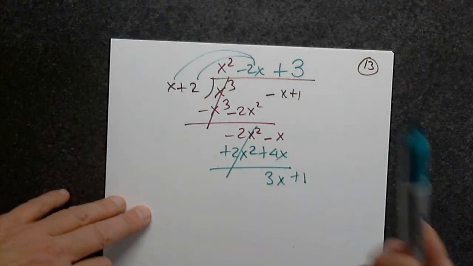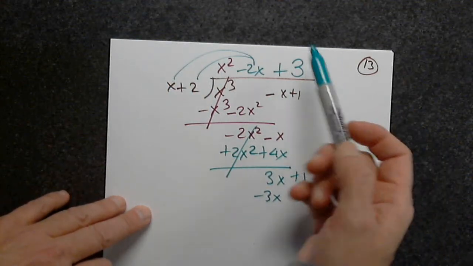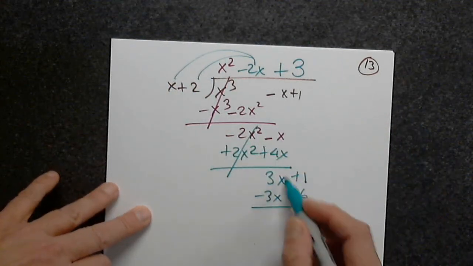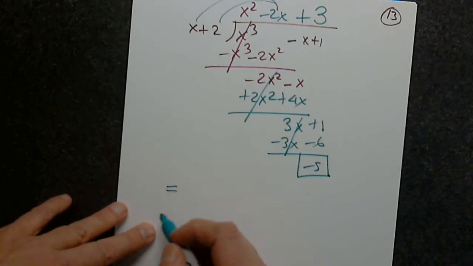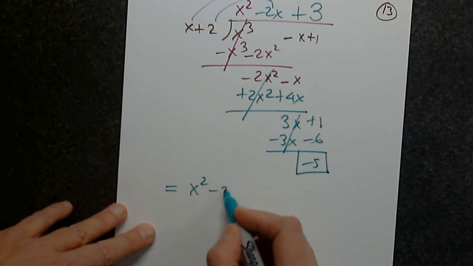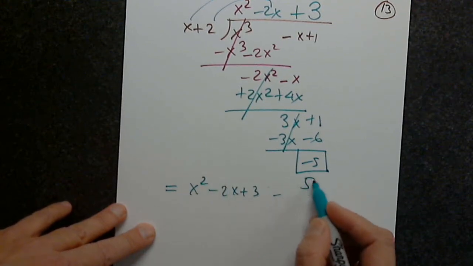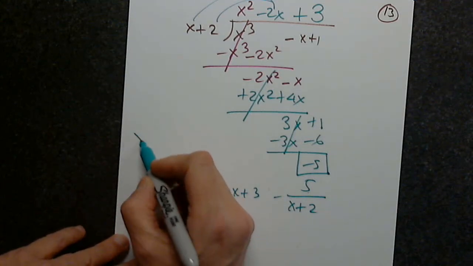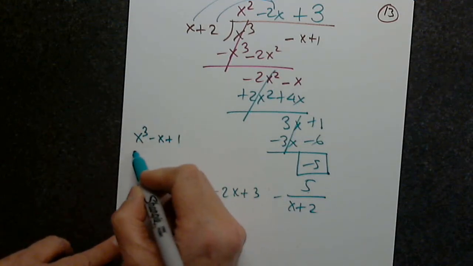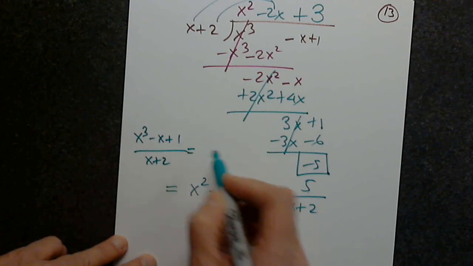So 3 times x is 3x, subtract. 3 times 2 is 6, but I have to subtract, and I get negative 5. So the answer would be x squared minus 2x plus 3 minus 5 over x plus 2. And that's the answer of the division x cubed minus x plus 1 over x plus 2.